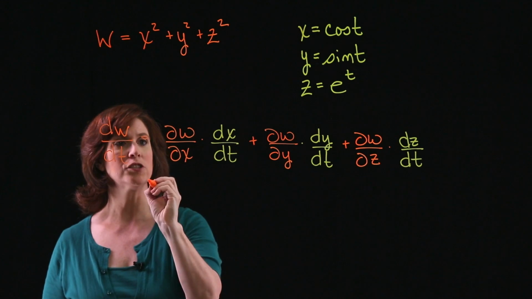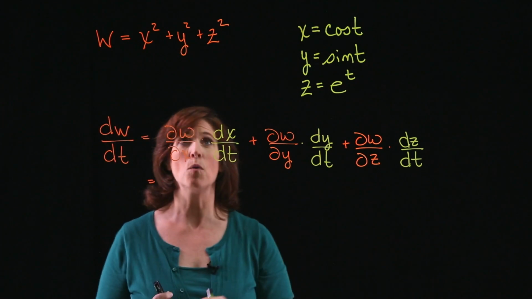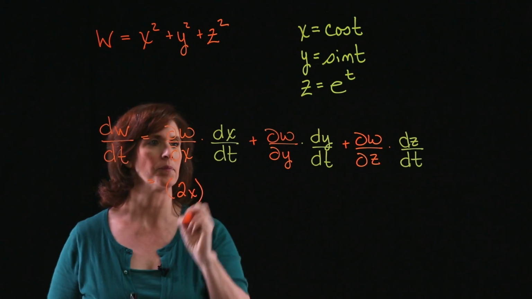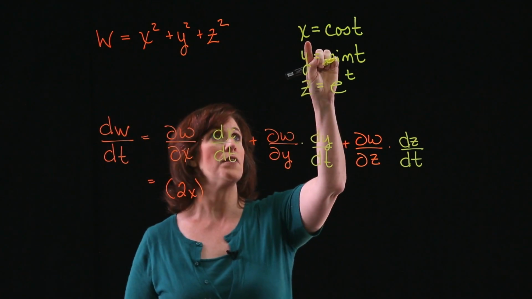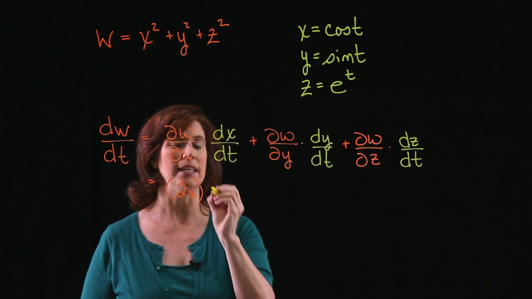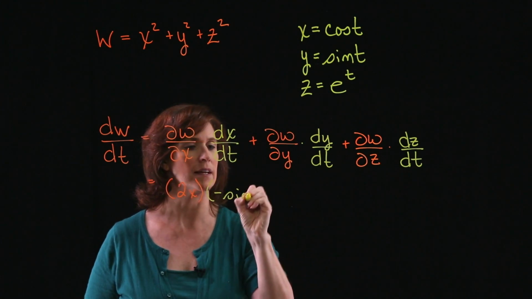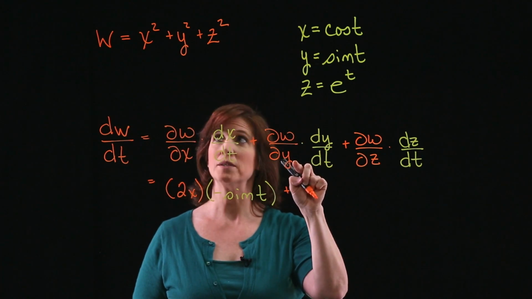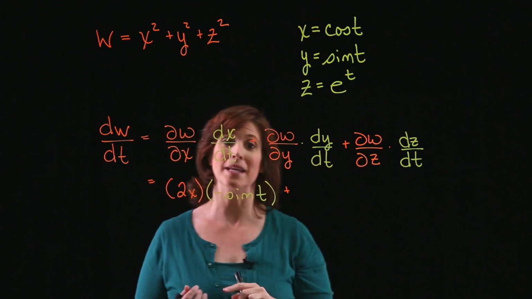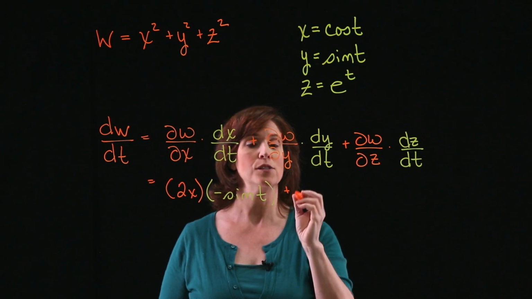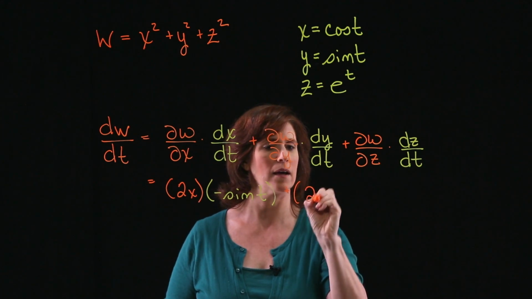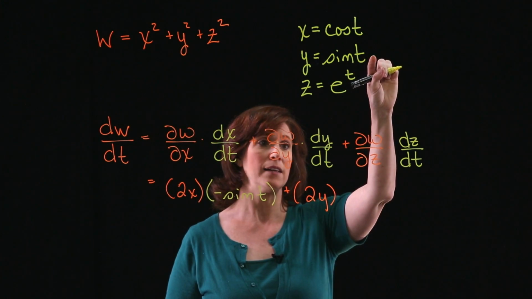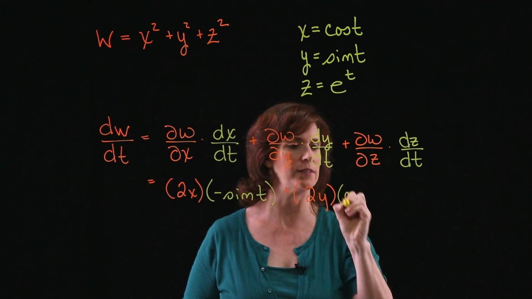Okay, so the partial of w with respect to x. I'll be treating y and z as if they're constants, so that derivative is just 2x. dx dt, because I know that x is the cosine of t, dx dt is going to be minus the sine of t. The partial of w with respect to y. When I come up here to w, I'll be treating x and z as if they're constants, so that derivative is going to be 2y. dy dt, because I know y is equal to the sine of t, dy dt then is the cosine of t.